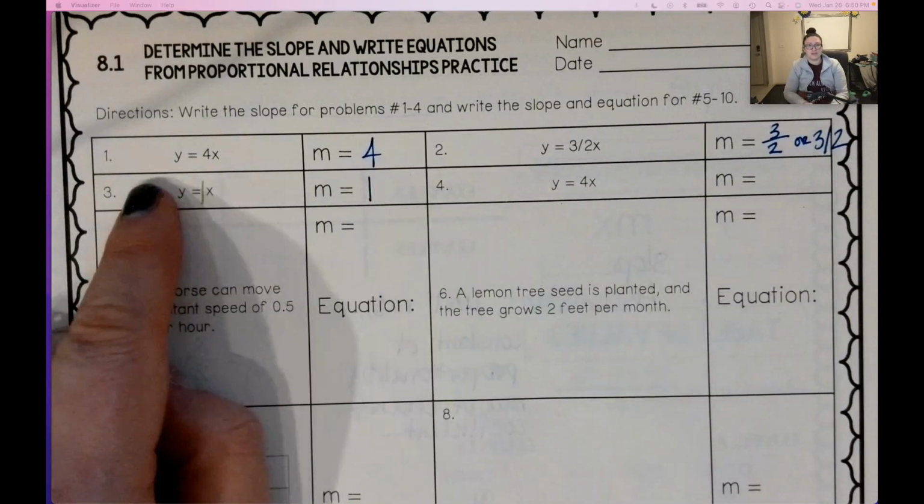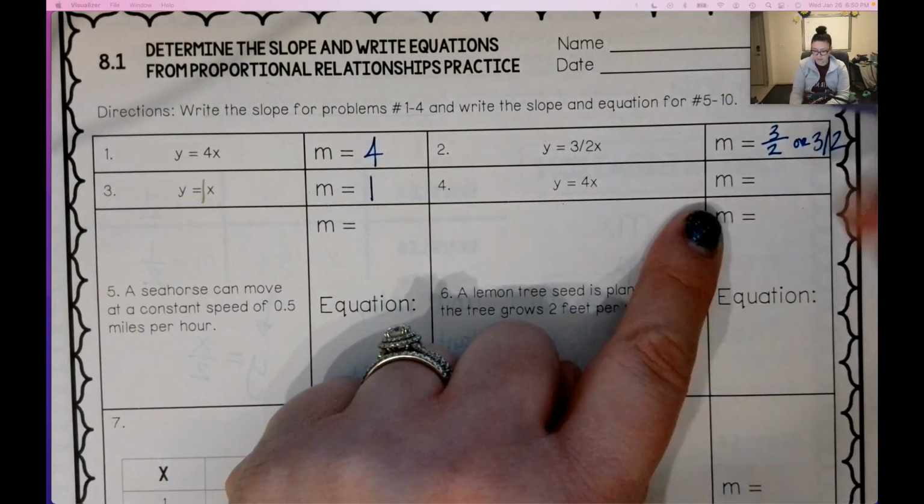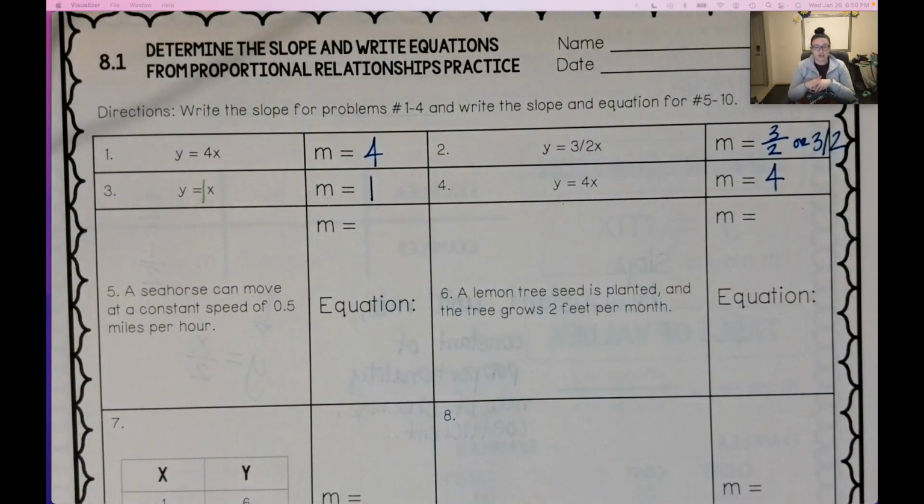Number 4, you've seen that before. What is your slope on number 4? 4. In Foundations of Algebra, in this math class, the slopes that you're going to see in our class are positive only. Again, with each grade level, math gets a little more tricky.